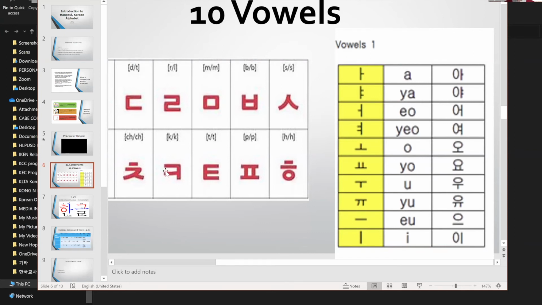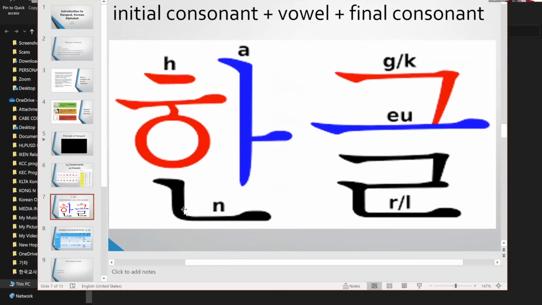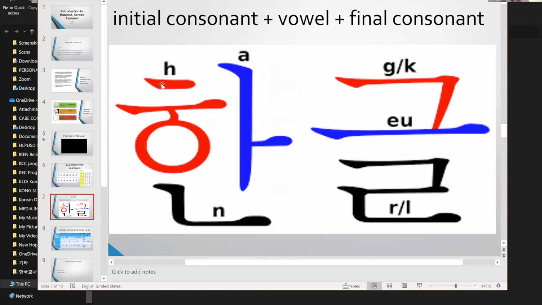So we will practice. Look, you need this paper. Yesterday, I sent it to everyone. So this is the first initial consonant, H, here, H sound. And next, right side, standing vowel, A. So put together H, A, ha.